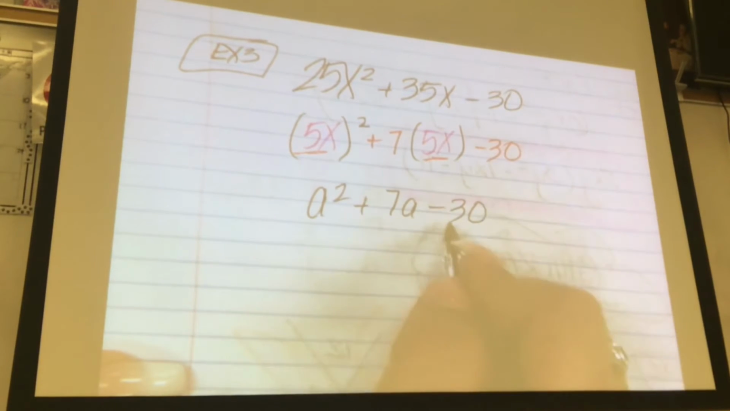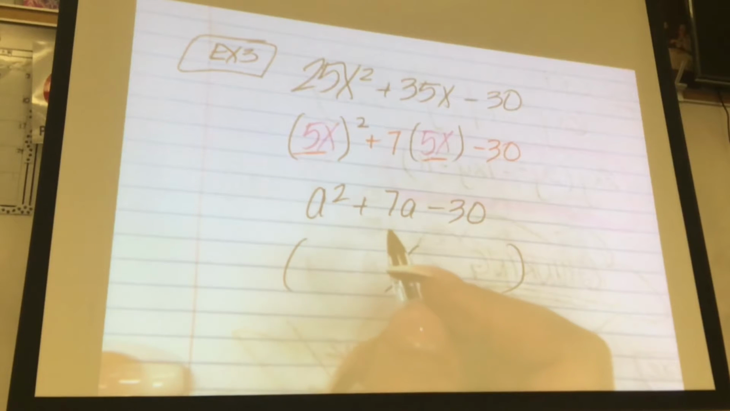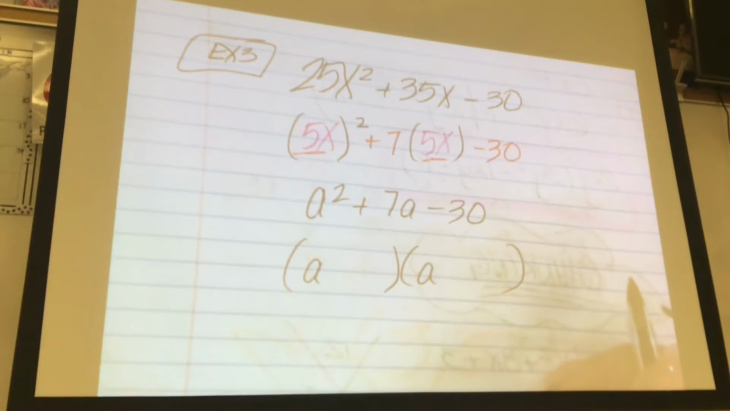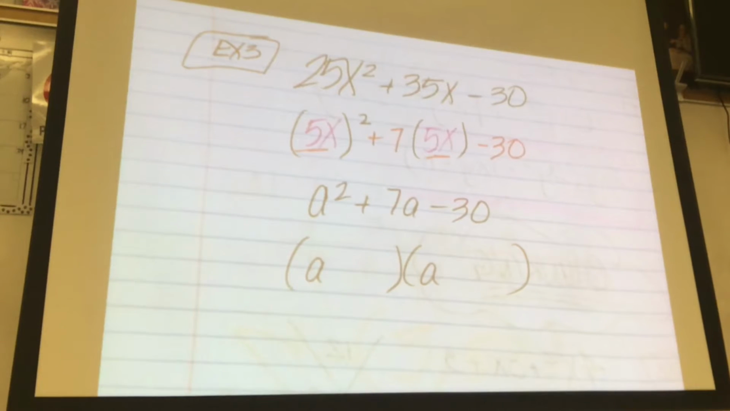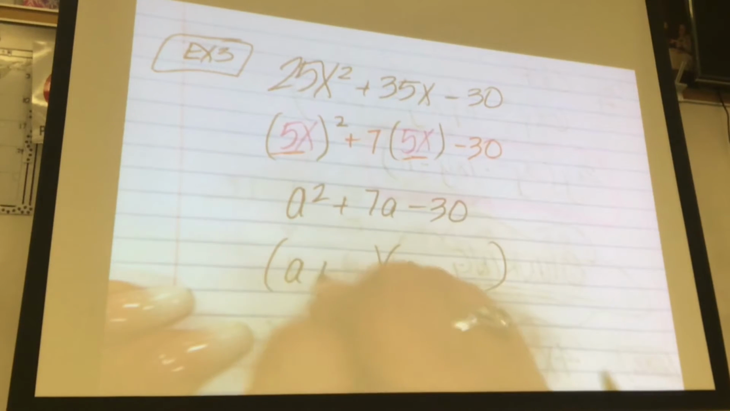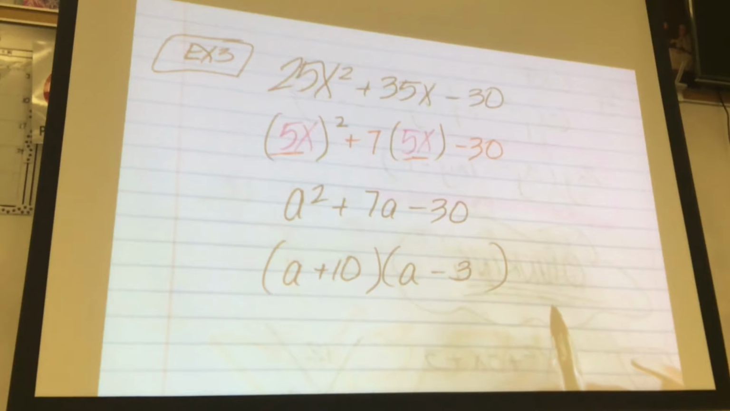What multiplies to negative 30 but adds 7? Positive 10 and negative 3. Positive 10, and negative 3. You see it?